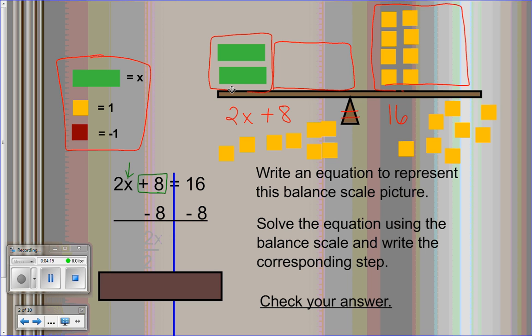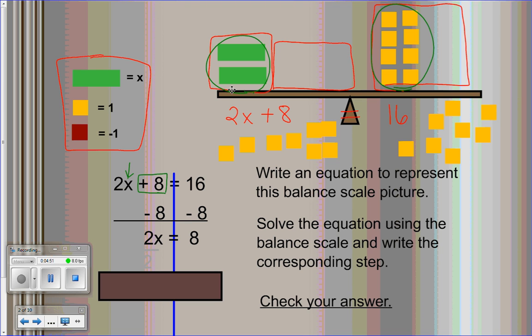So that's how we did it on the picture, and then we write it on our equation, and we just simplify, and we find that nothing changed with the 2x, and 8 plus -8, 8 minus 8 is 0, and 16 minus 8 is 8. So we have 2x = 8. That's all that's left now. Looking up at our picture, we see we have 2x is equal to 8.